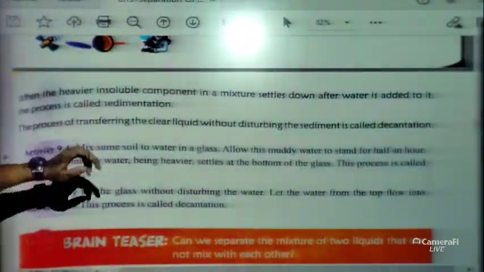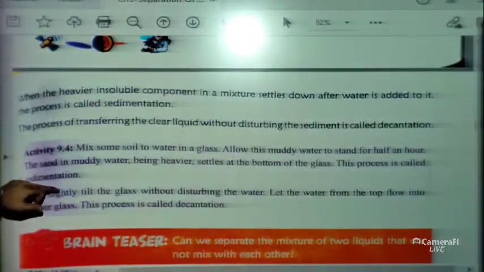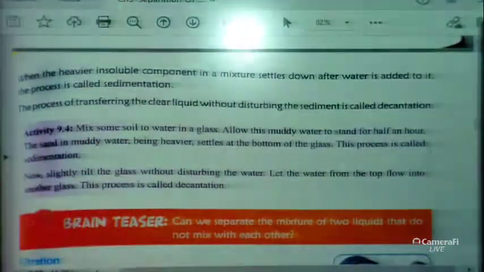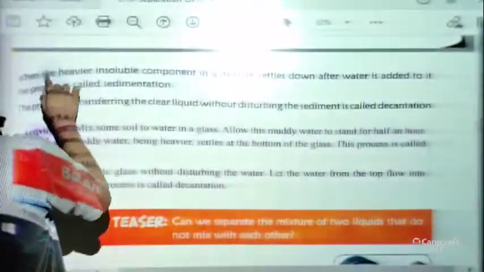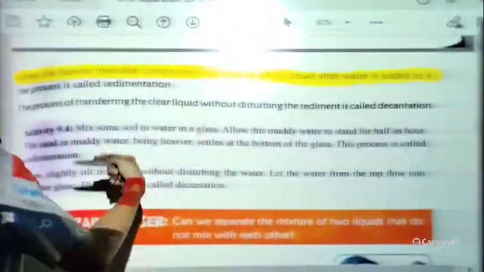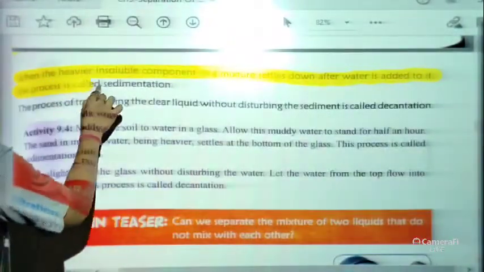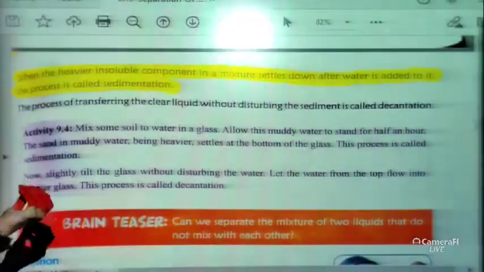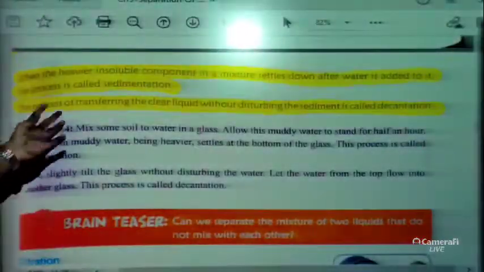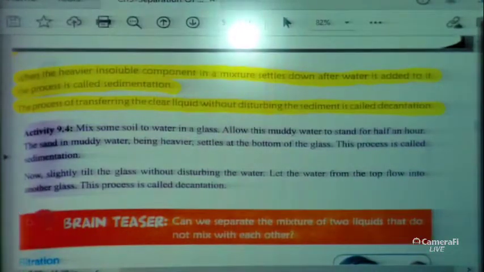Now when the heavier insoluble component in a mixture settles down after water is added to it, the process is called sedimentation. Now what is called decantation? The process of transferring the clear liquid without disturbing the sediment is called decantation. Okay. So two things are there and both are very important.